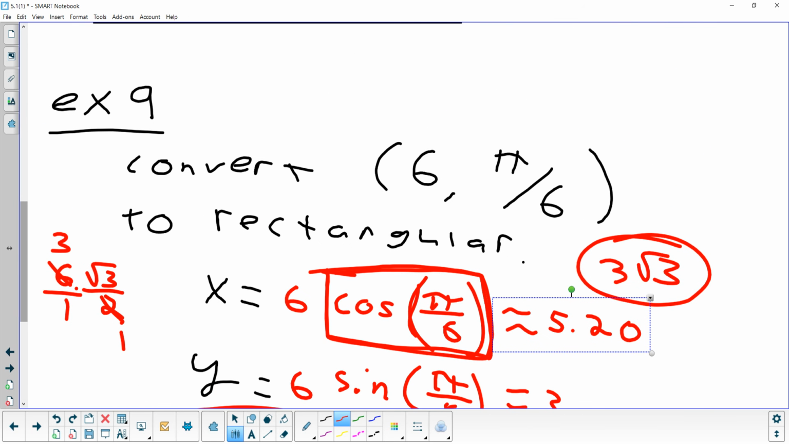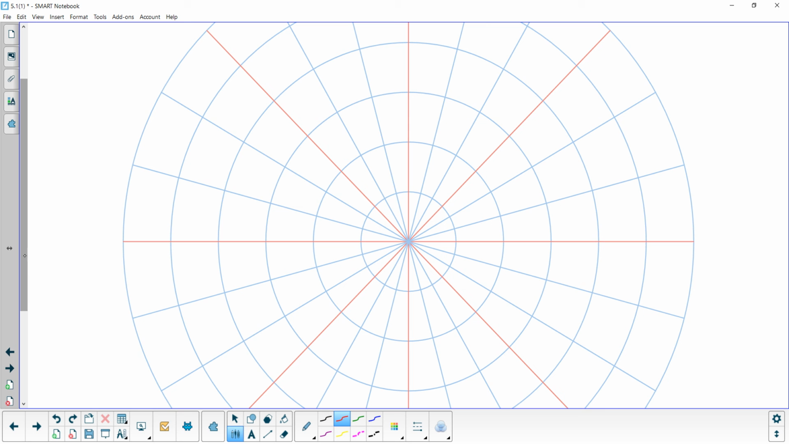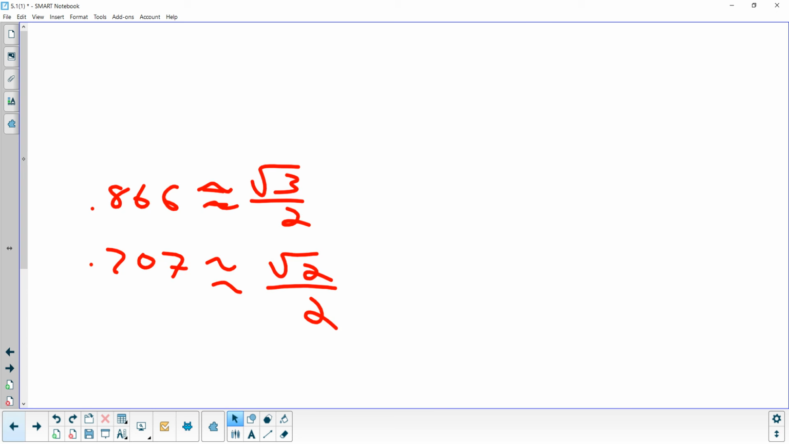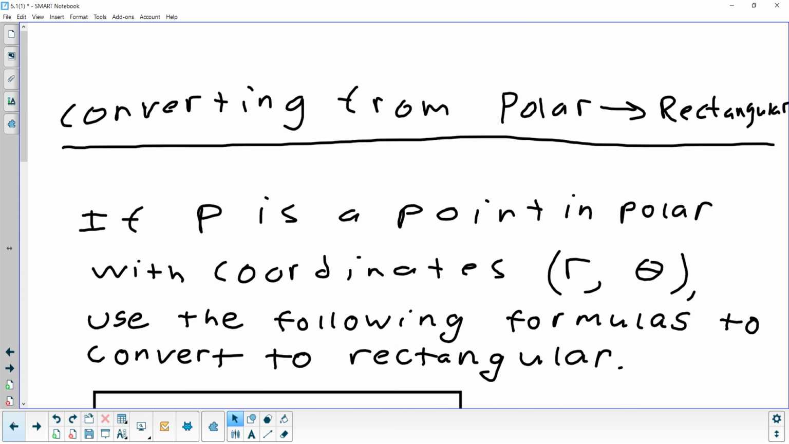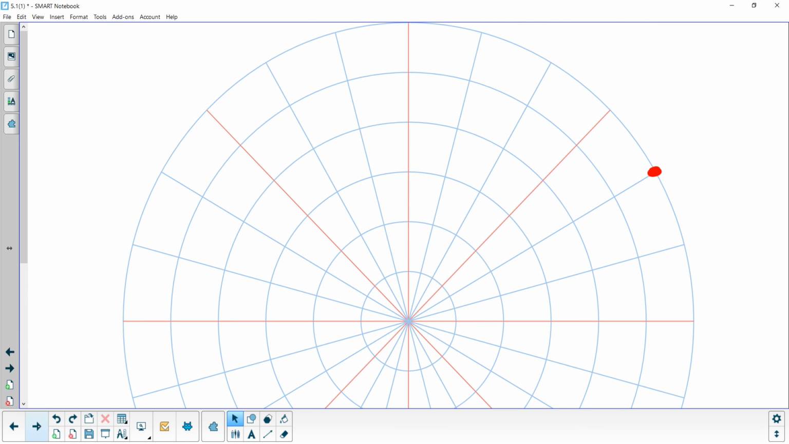So let's graph that. 6, pi over 6. That would be about, let's see, 1, 2, 3, 4, 5, 6, pi over 6. Does everybody agree I graphed that correctly? So I went 6 to the right, and then I went 2 sections up to 30 degrees. Now, as long as I use the same scale graph paper, I can change the graph paper behind that to rectangular. And if we've done this correctly, that point should land exactly at 5.2, so a little more than 5 units right, and exactly 3 units up. So I'm going to leave that point exactly where it is, but I'm going to change the graph paper behind it and see if that's where it lands.